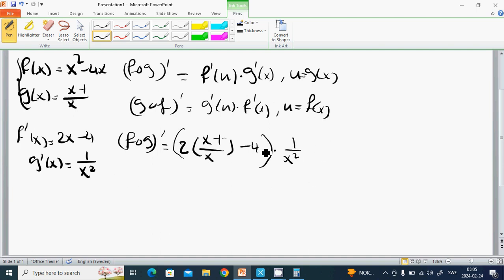And g of f, we can make it simple, but you do it. The derivative of g of f equals g prime, 1 divided by x, which is (2x minus 4) to the power of 2, multiplied by, no. F of x is there, x squared minus 4x followed by 2 multiplied by f prime of x, 2x minus 4. And we can calculate later.